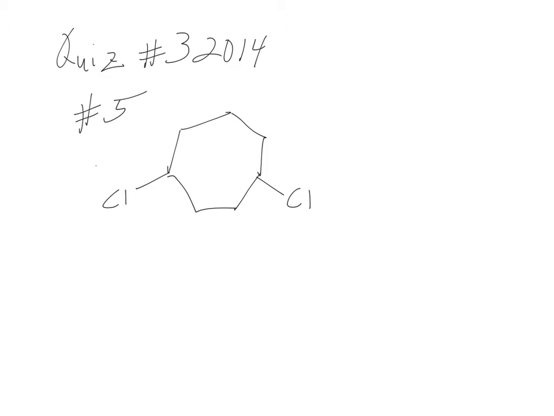Okay, so taking a look at quiz number 3 from 2014, number 5. The question states, how many possible stereoisomers are there for the following compound? So the first thing you want to do is usually use the equation 2 to the n, where n is equal to the number of stereo centers, asymmetric centers, chiral centers. That means sp3 hybridized, bonded to 4 different things.